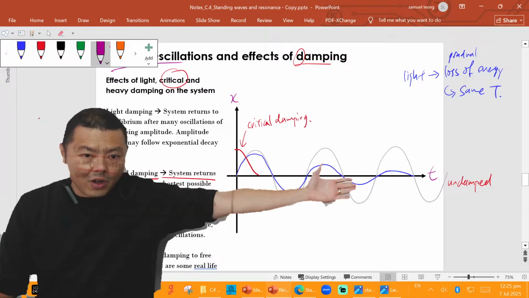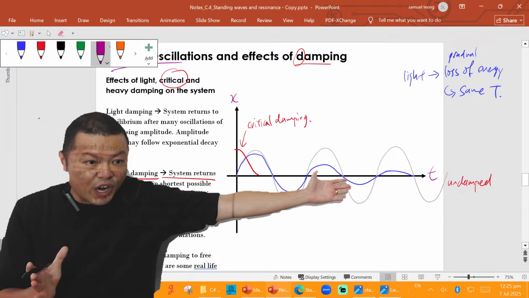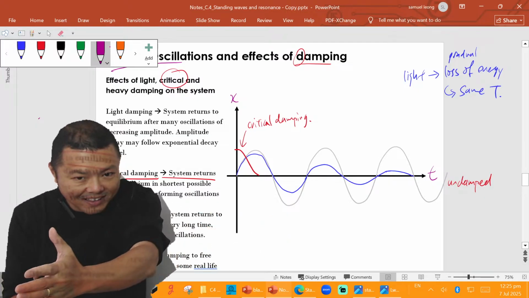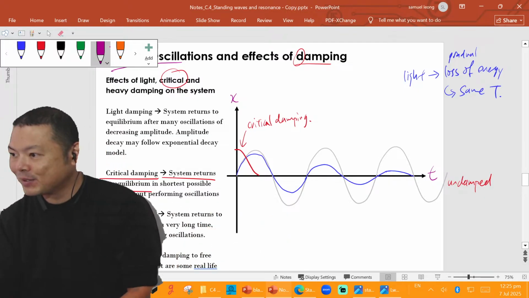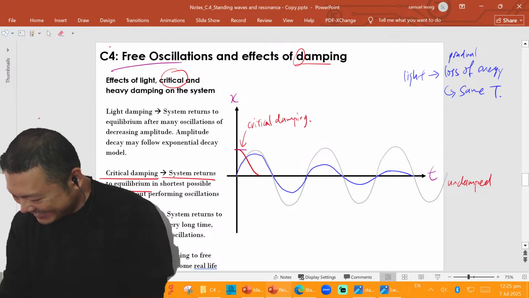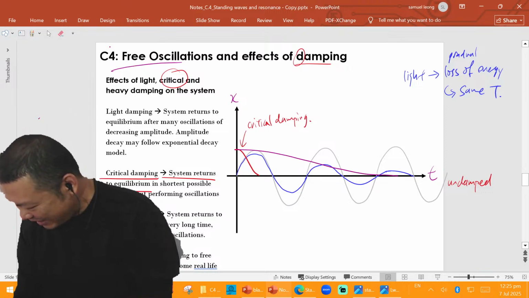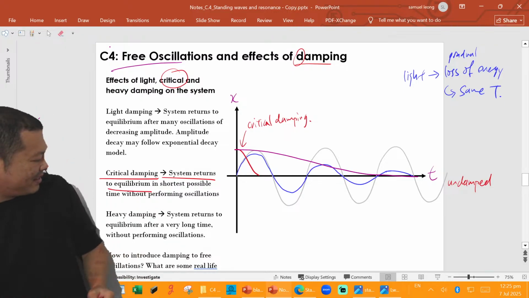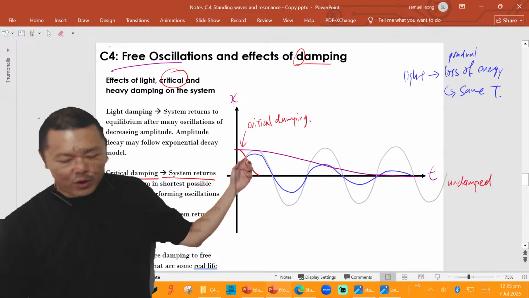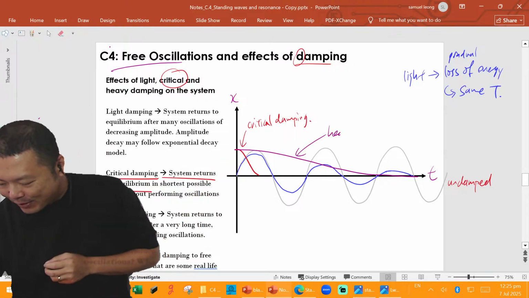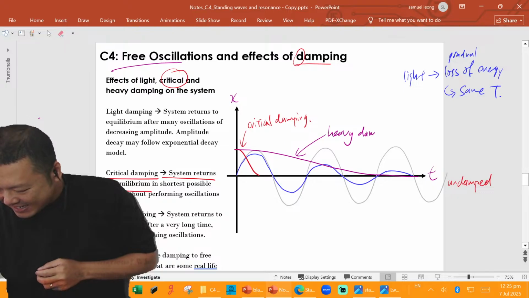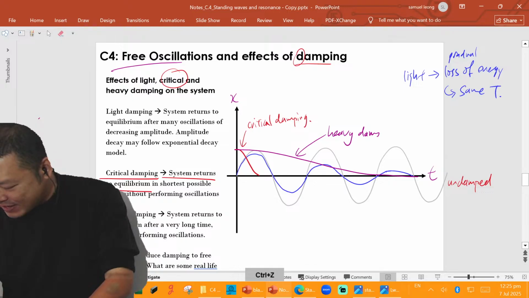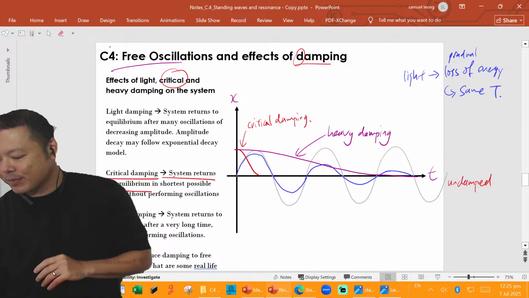You open the door and then it takes forever to close. Is it like shopping mall doors? Yeah. Right, so it goes like that, like this. Okay? Right, so this is an over damped, heavy damped door. Heavily damped, right? Heavy damping, sorry. I just call it heavy damping.